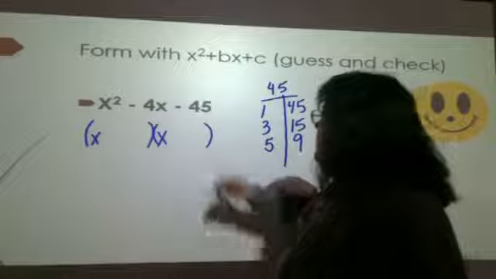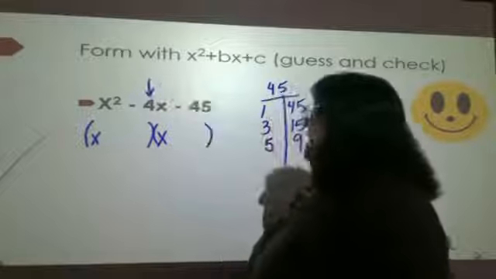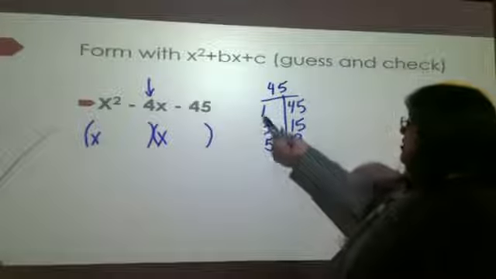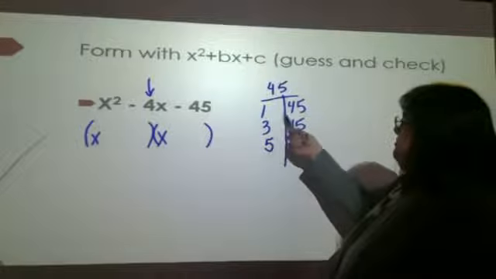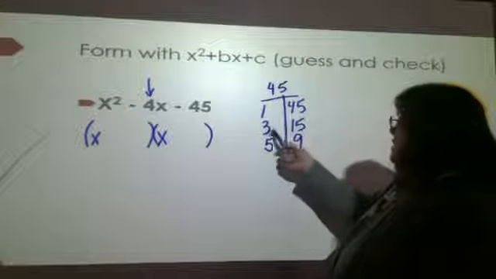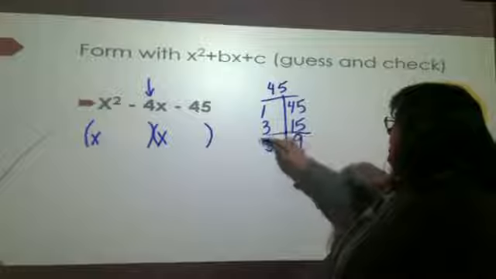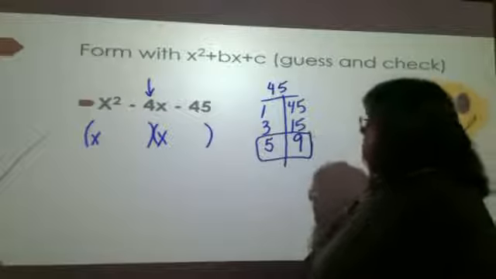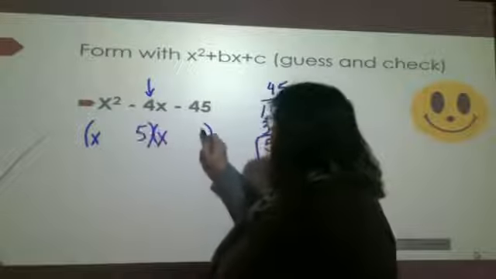So I want to look over here. I want something that has to do with a 4. If I add these, I don't get 4. If I subtract one from the other, I don't get 4. I don't get a 4 here, but I do get a 4 here. So I'm going to use a 5 and a 9.